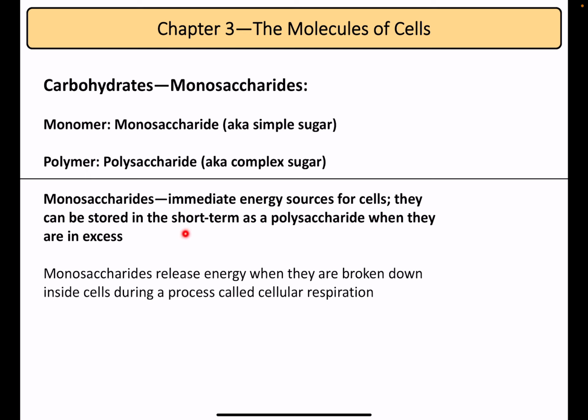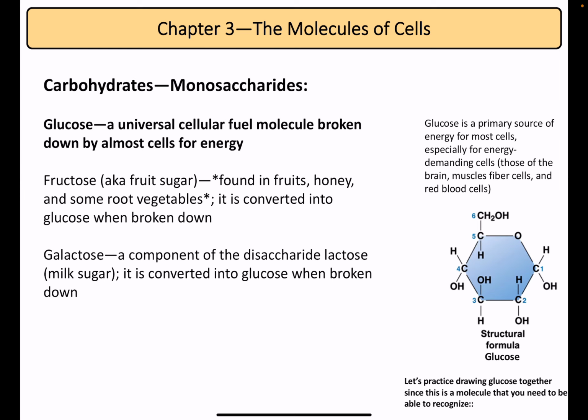Also, if organisms have an excess of monosaccharides, like for instance a high level of glucose in your blood, many organisms have the ability to store excess monosaccharides in the short term so they can use it at a later point in time. Both plants and animals can do that. They do so in a slightly different way.